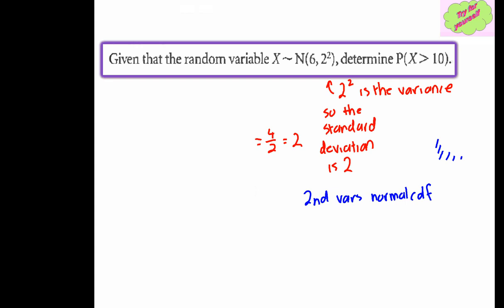Here's another one. Given that the random variable x is approximately normally distributed with a mean mu of 6 and a standard deviation of 2, determine the probability that x is greater than 10. Just reminding you here, 2 squared is a variance, so the standard deviation is 2. So sigma is 2, and 6 is the mu, and so on.